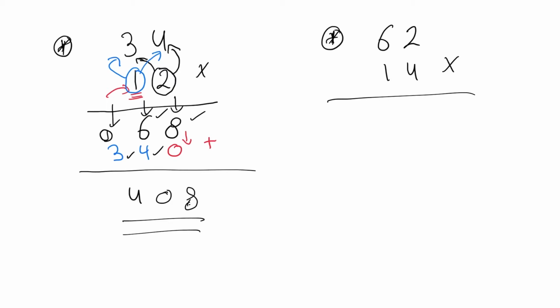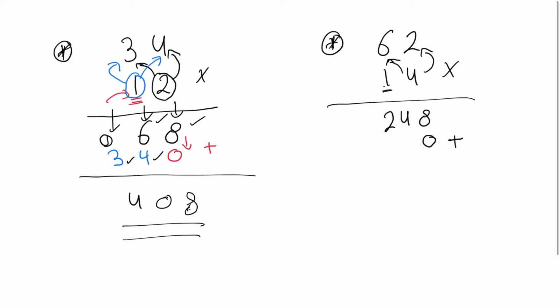4 multiplied by 2, that would be 8. Then 4 multiplied by 6, that will be 24. Then the second step, which is plus, you add a 0 because you have a digit right here, which is the second digit, which is 1. Then repeat the steps. 1 multiplied by 2 is going to be 2. And 1 multiplied by 6 is going to be 6.